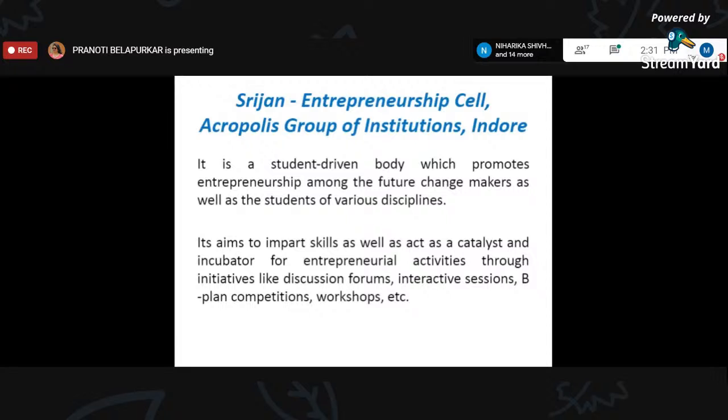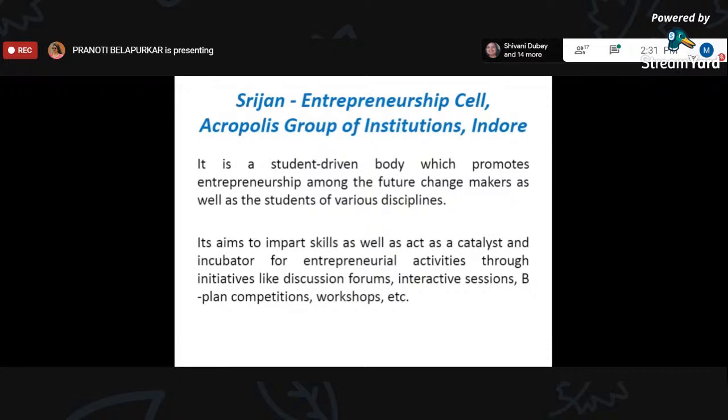Like I said, Srijan Entrepreneurship Cell is for the whole of the Acropolis group of institutions. It is a student-driven body which promotes entrepreneurship among the future change makers, that is the youth, as well as the students of the various disciplines. It's not constrained to any one kind of institute. It's for all of the institutions in the group.